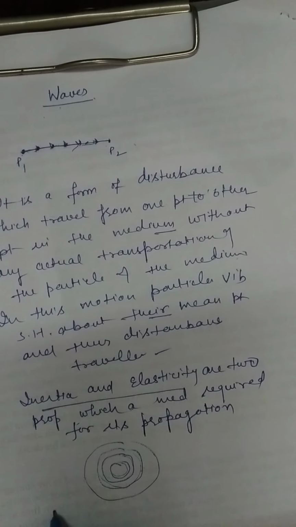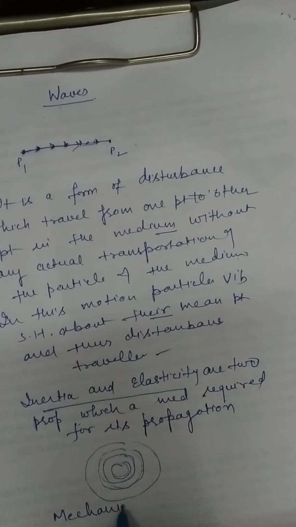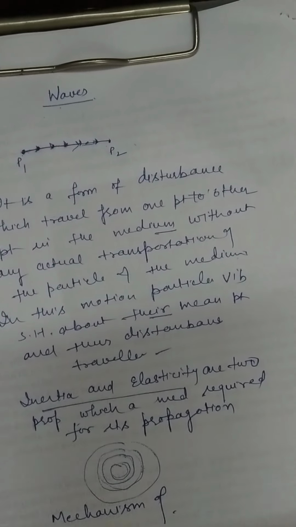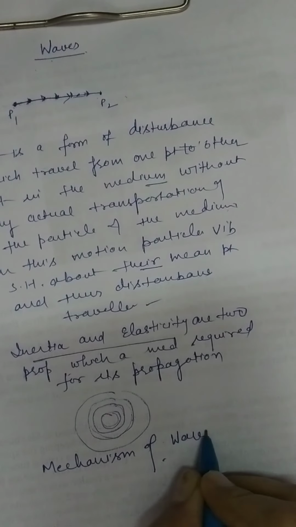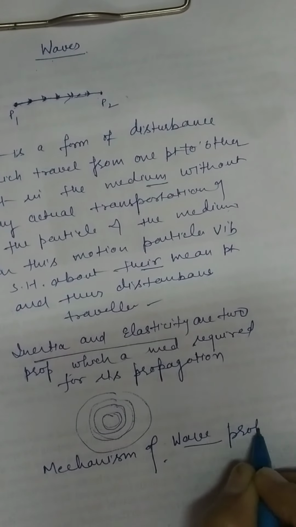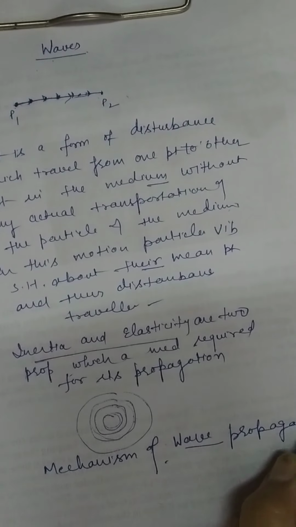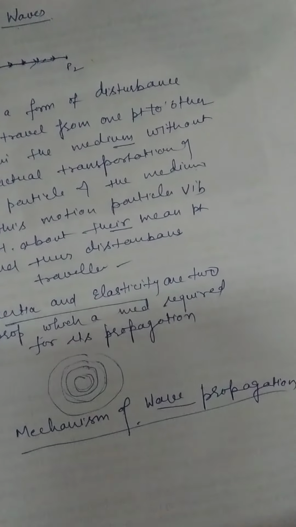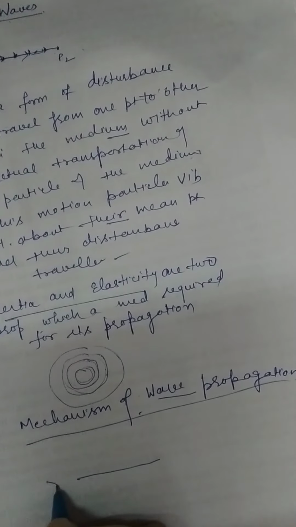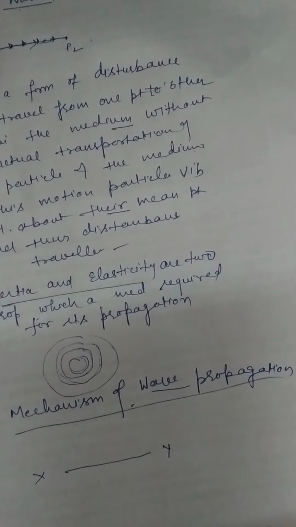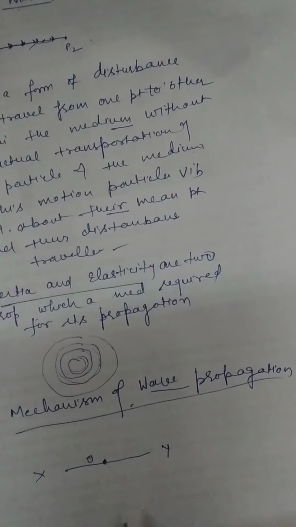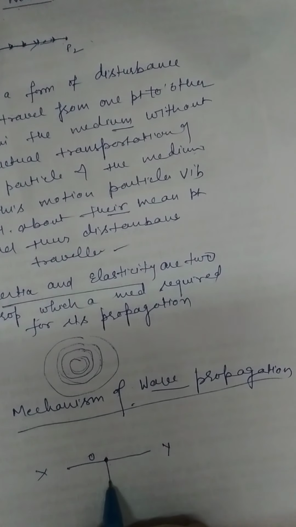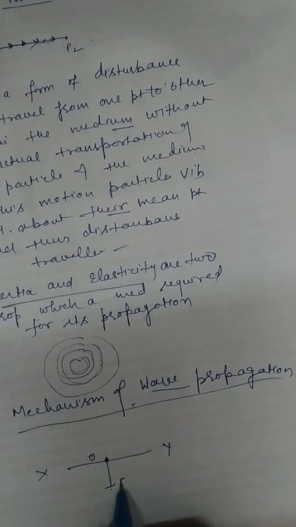So if we see the mechanism of wave propagation, you can explain it. Suppose this is a surface of water, XY, right? And a point O is present here. Or you can say an atom or molecule is present at point O. When you throw a pebble or a stone, then what happens? It exerts a force on it and it moves from O position to this extreme.